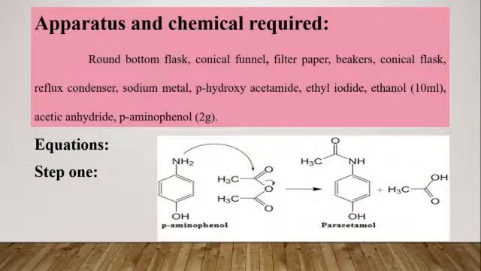The apparatus and chemicals required for the synthesis of phenacetin are: round bottom flask, conical flask, filter paper, beaker, reflux condenser, then reagents: sodium metal, hydroxyacetamide, ethyl iodide, ethanol, acetic anhydride, and para-aminophenol. So these are the apparatus, glassware and chemicals required for the synthesis of phenacetin. So in the first step, what will happen?